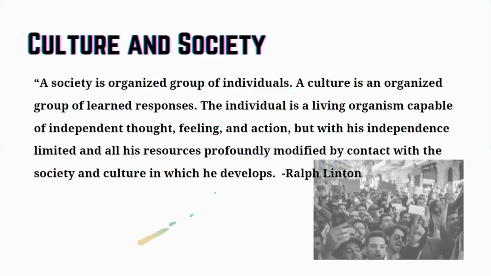Culture and society. A society is an organized group of individuals. A culture is an organized group of learned responses. The individual is a living organism capable of independent thought, feeling, and action, but with his independence limited and all his resources profoundly modified by contact with the society and culture in which he develops.